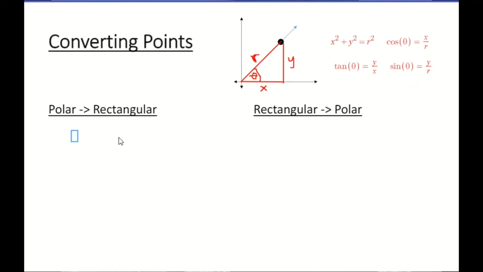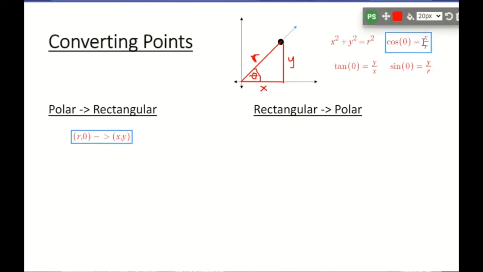Okay, so if we're going to go from polar to rectangular, what that really means is that we are going to take a given r and theta value and we're going to convert it to a rectangular x comma y. So we need to write an equation for x and an equation for y that are in terms of r and theta. So we'll get those equations by rearranging these two functions for cosine and sine.